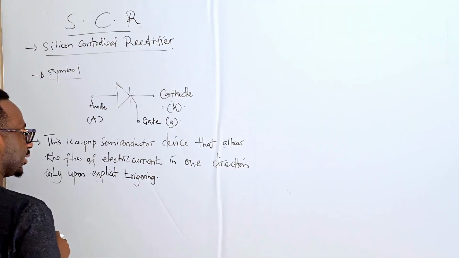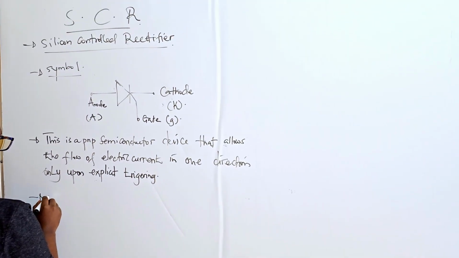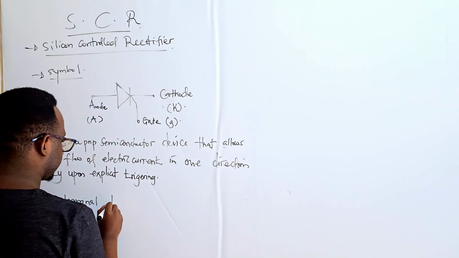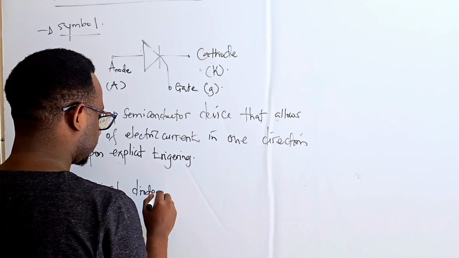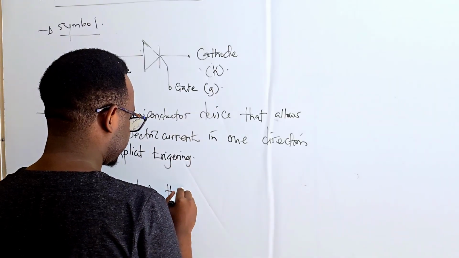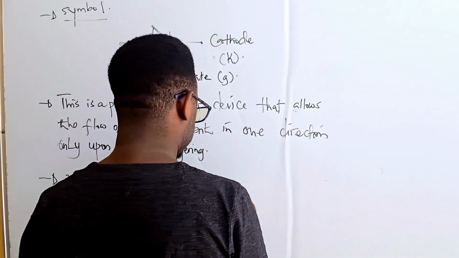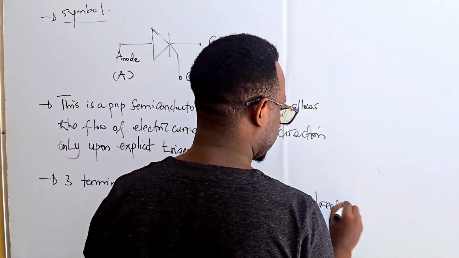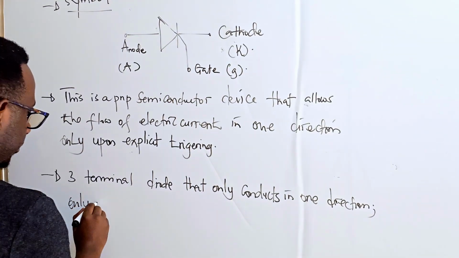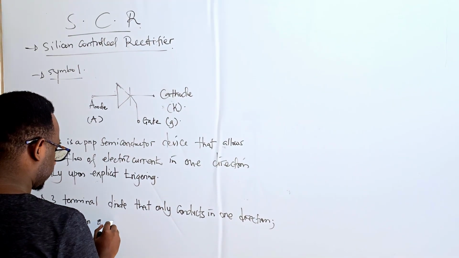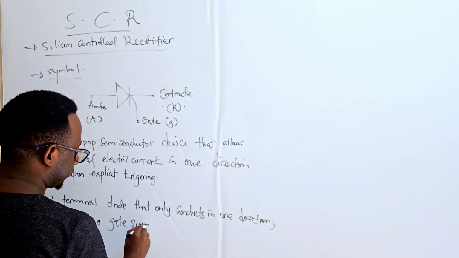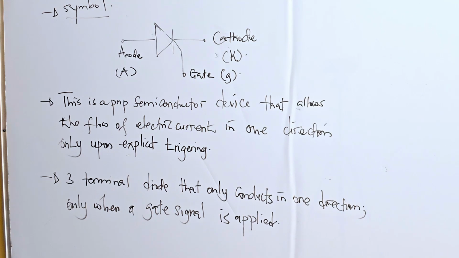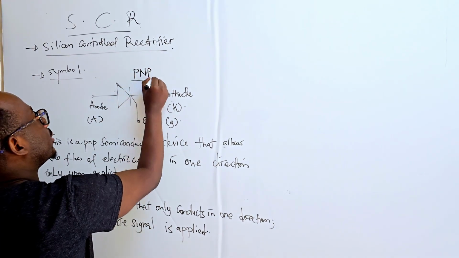So this is nothing but a diode. Someone else could say this is a three terminal diode that only conducts in one direction only when a gate signal is applied, and it is a PNP device.